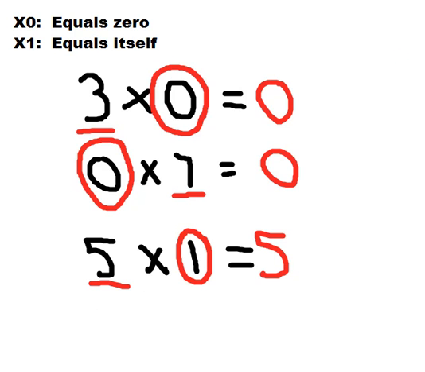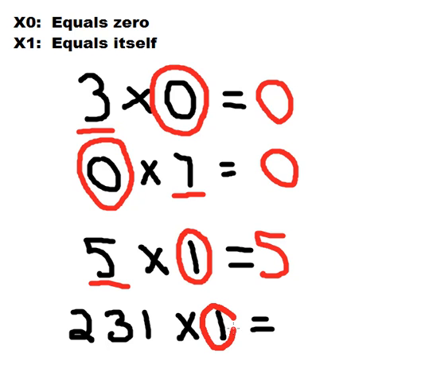Let's do another one. Let's do 231 times 1. I'm going to circle the 1 because that's the rule that I'm doing, and I'm going to underline 231 because that's the action number. It doesn't matter that this is a really big number because I look at my rule. My rule says that it's equal to itself. Itself is the action number, which is 231. So that is what I write as my answer, 231.